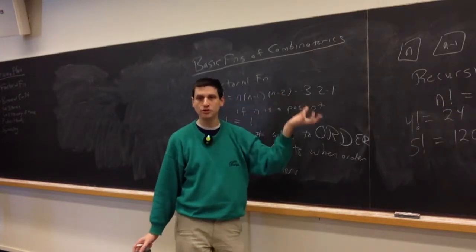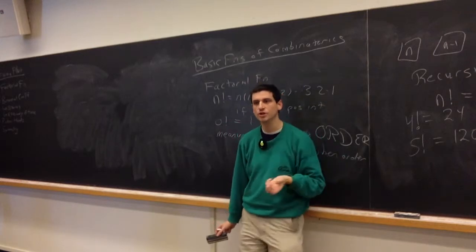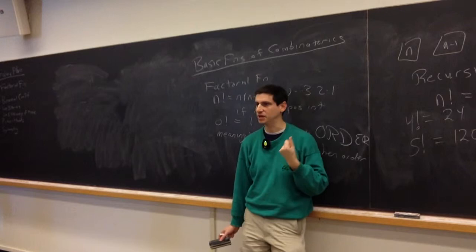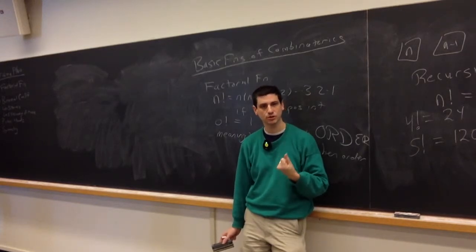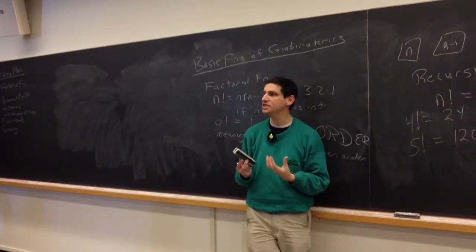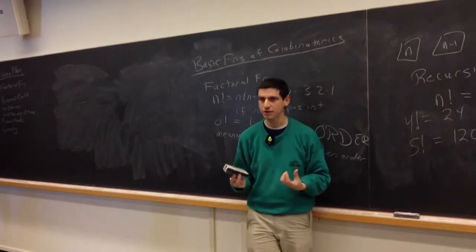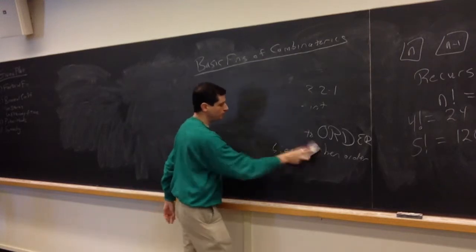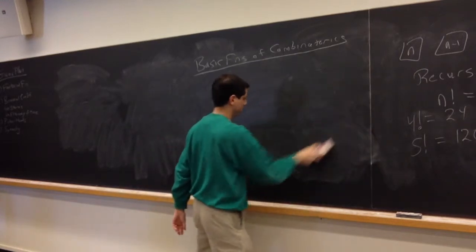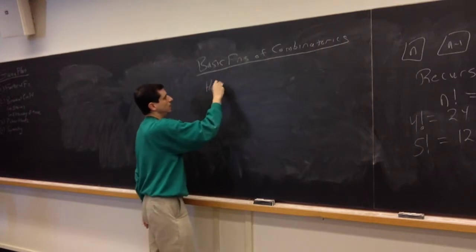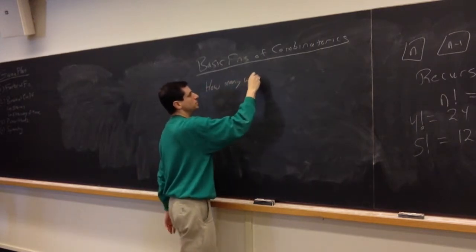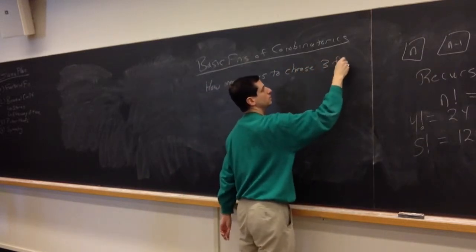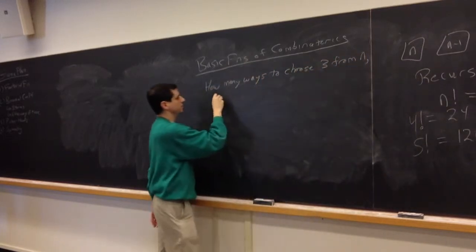So how many ways can I arrange those 3 people? How many ways can I order those 3 people? 3 factorial. I could have said 6, but I don't like 6 nearly as much as 3 factorial. When I say 3 factorial, that reminds me where this number is coming from. It's coming from I have 3 people, I have 3 factorial ways of arranging them. So now what we're doing is we're getting to the binomial coefficients. How many ways to choose 3 from n, order doesn't matter.